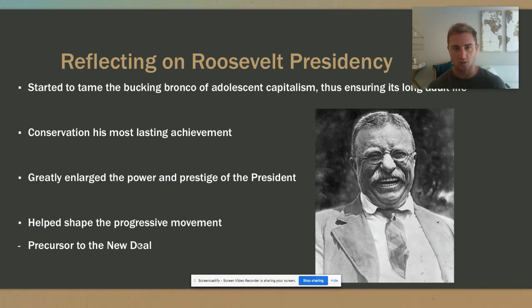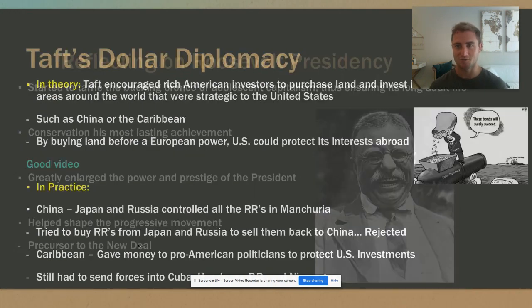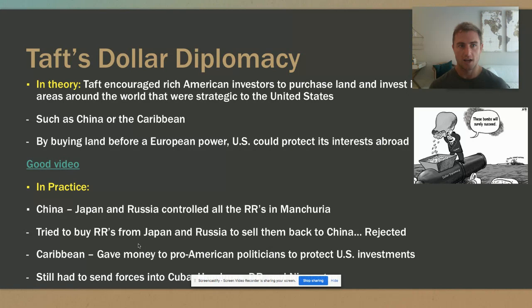Conservation, absolutely huge. Raising the power and the prestige of the president, and of course, the first progressive president. And those are just his domestic achievements. This was obviously one of our most influential presidents. Taft, okay, lots to talk about with Taft. Taft, the one thing we have to know for him internationally is dollar diplomacy. Taft and Wilson are going to move away from Teddy Roosevelt's very hands-on imperialism, especially in the Western Hemisphere.